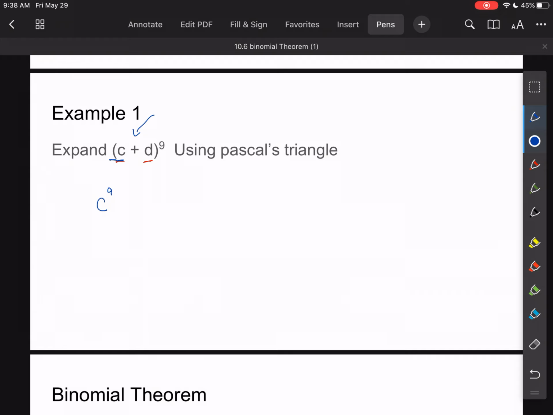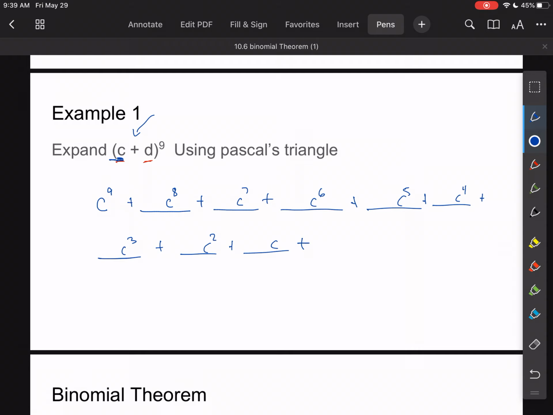And then everything goes down from there with the C's. So C to the 8th would be next, and then C to the 7th, and notice it's just this term to a lower power. If that's a number, it would be a number to a lower power. Anyway, C to the 6th. Then if I keep going, C to the 5th plus C to the 4th plus, and notice this gets pretty long, C to the 3rd plus C squared plus C plus no C at all.